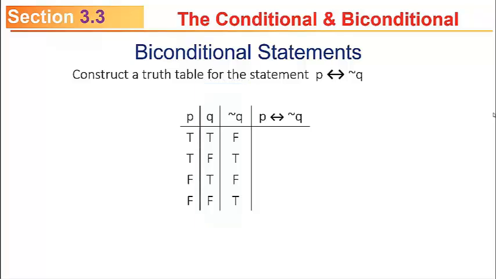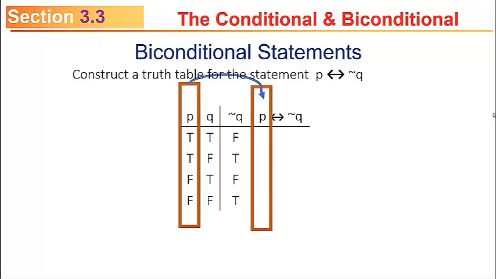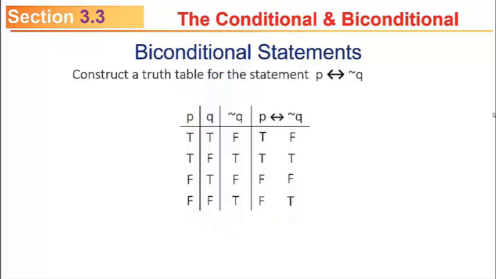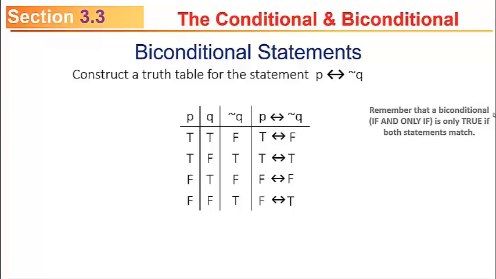Then I look and I notice in the final column I have a P on the left of the if and only if symbol. So I'll move those P values from the far left underneath the P. And then on the right side of the biconditional symbol I have the not Q. So I'll move the not Q values underneath. And then I notice that the symbol is the if and only if, the biconditional symbol. And then I've got to remember that the memory aid for biconditional is it's only true if they match. So you're going down and scanning and looking for matches.